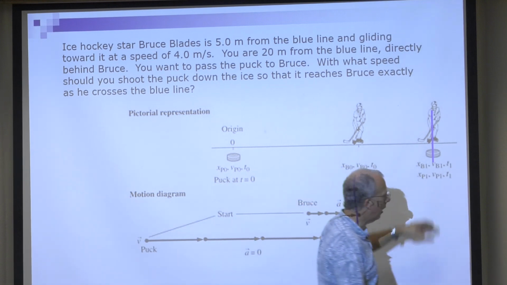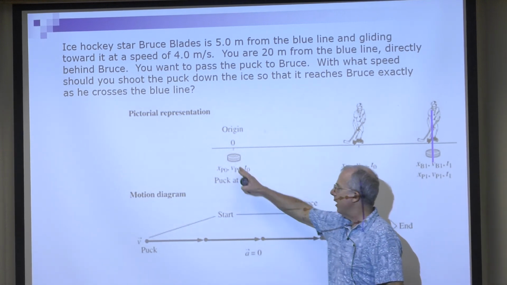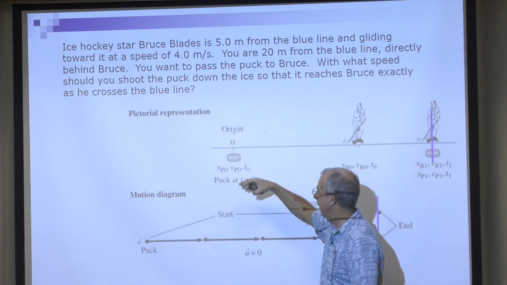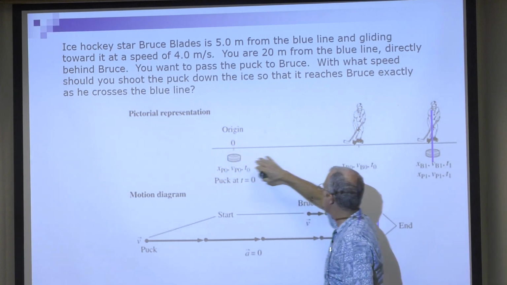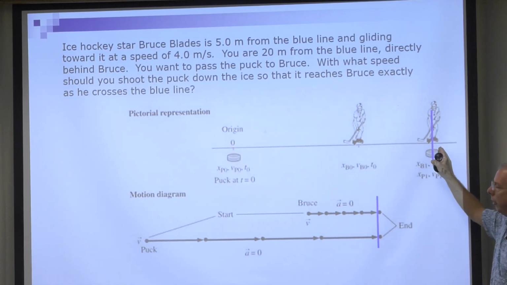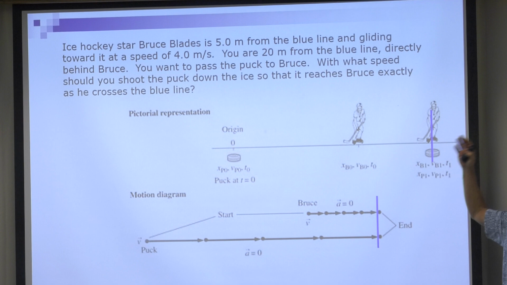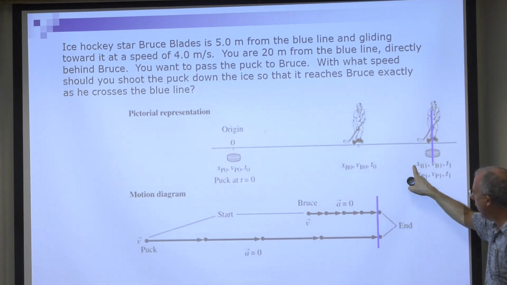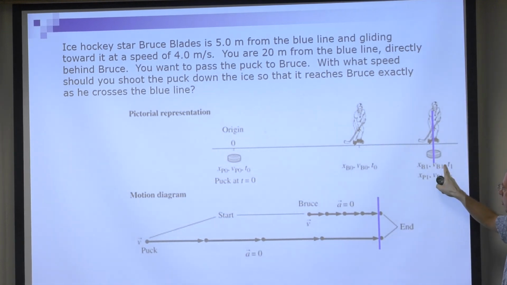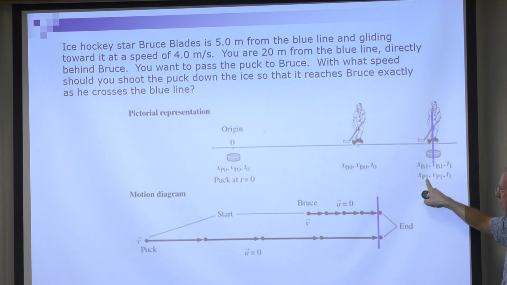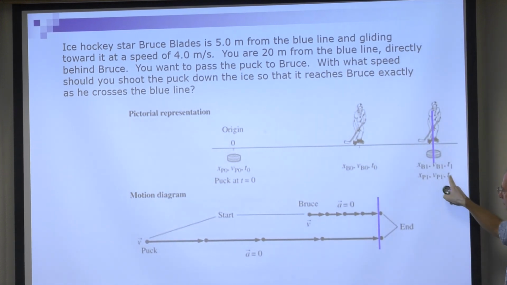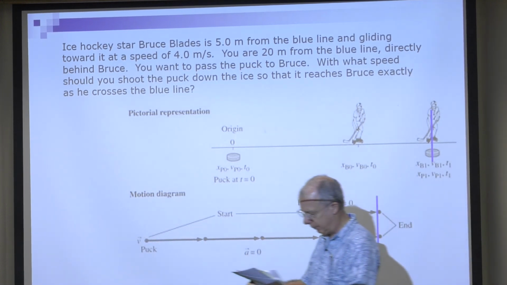Okay, now over here, so we're going to call the initial point 0. Might as well. I mean, you know. So we're going to call the initial point 0, and we're going to call the final point 1. Do you have to do that? No, but why not? Okay, so x Bruce 1, velocity Bruce 1, time 1. X puck 1, velocity puck 1, time 1. That's it.